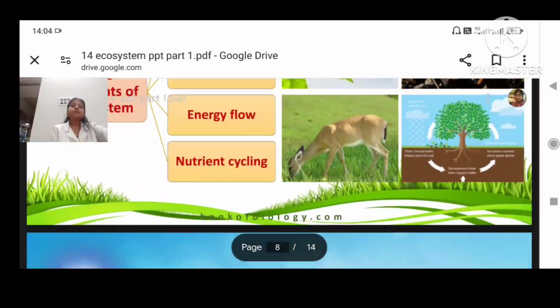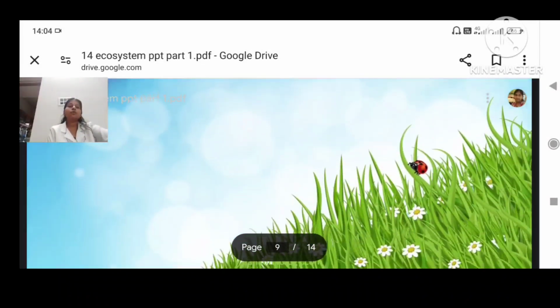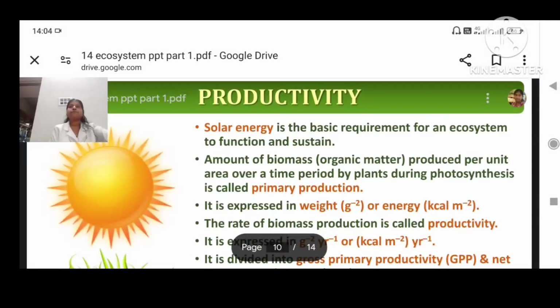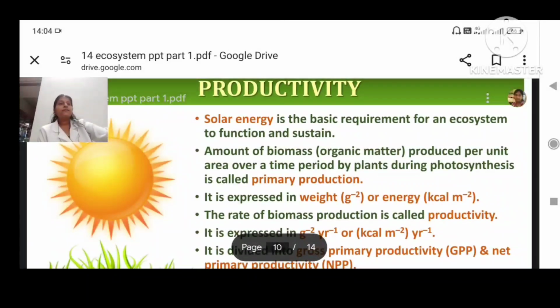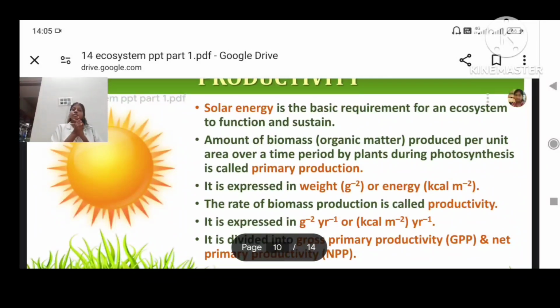Clear? Now we are moving on to the term called what? Productivity. When you are seeing productivity, the one who is responsible for this productivity, I have told you, is solar energy. Food is being prepared with the help of one of the main raw materials, which is called what? Solar energy. So solar energy is the basic requirement for the ecosystem to function and sustain, right?